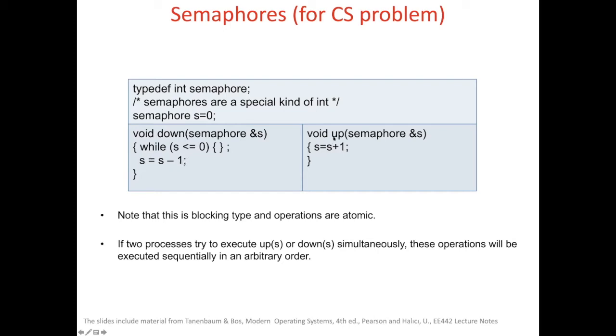Up operation on semaphore S increments the value of S by 1. Note that this is a blocking type and the operations are atomic. If two processes try to execute ups or downs simultaneously, these operations will be executed sequentially in an arbitrary order.